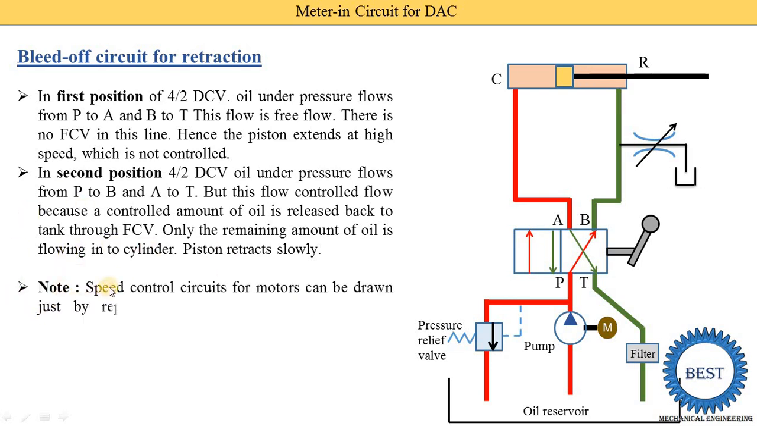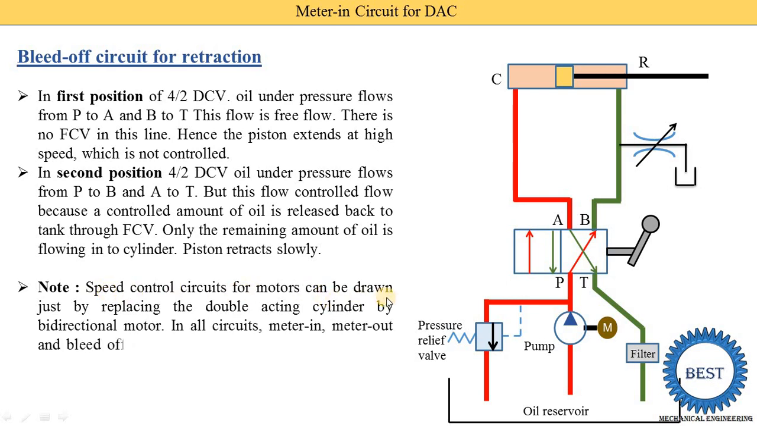Now here a certain note is written. The speed control circuit for the motor can be drawn just by replacing the double acting cylinders by bidirectional motors. Now suppose instead of this double acting cylinder the name is changed. Okay, so here the bleed off circuit is there, by mistake here meter in circuit is written. Okay, so bleed off circuit for double acting cylinder we are studying. But in every case, that is in meter in circuit, meter out circuit, or bleed off circuit, instead of the double acting cylinders they are asking about the motor.